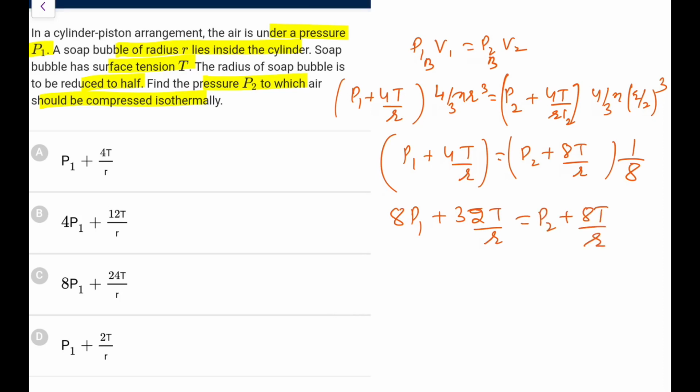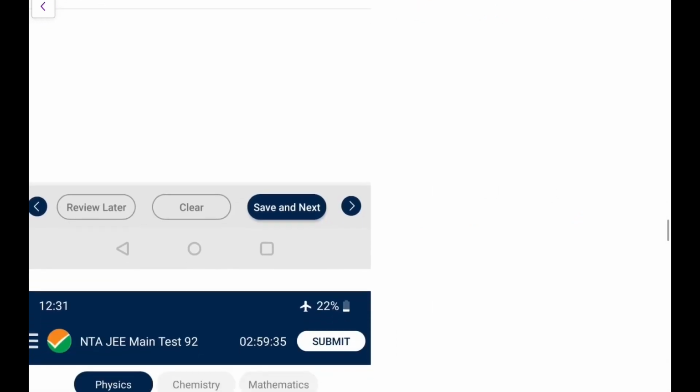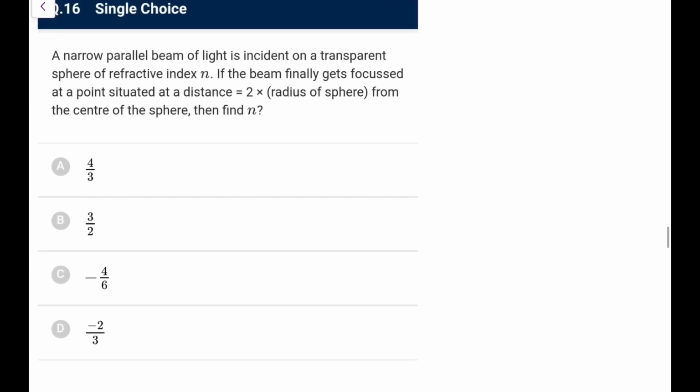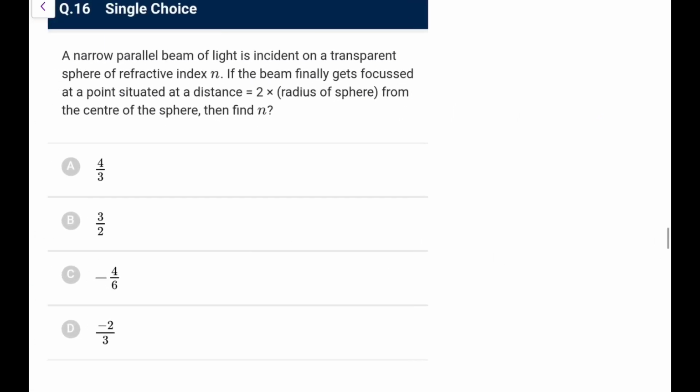What are we searching for? We are searching for P2. So P2 in this case comes out as 8P1 plus 32 minus 8, that is 24T by r. So going by the options, it will be C. So again a nice question. Surface tension is usually not comfortable for many students.